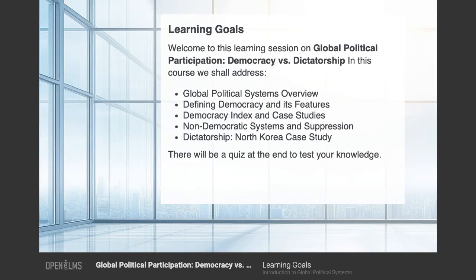Learning Goals. Welcome to this learning session on global political participation, democracy versus dictatorship. In this course, we shall address global political systems overview, defining democracy and its features, democracy index and case studies, non-democratic systems and suppression, dictatorship, North Korea case study. There will be a quiz at the end to test your knowledge.